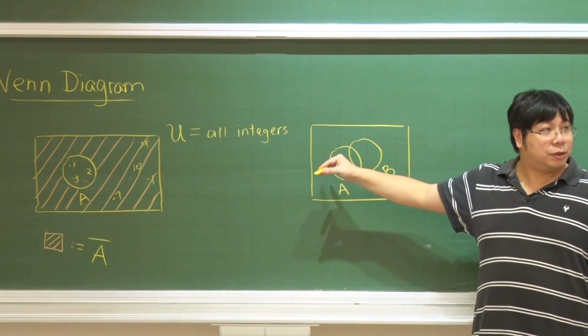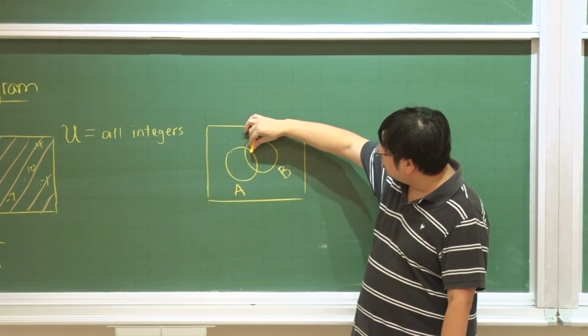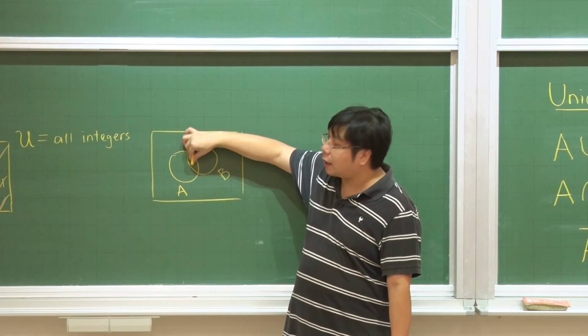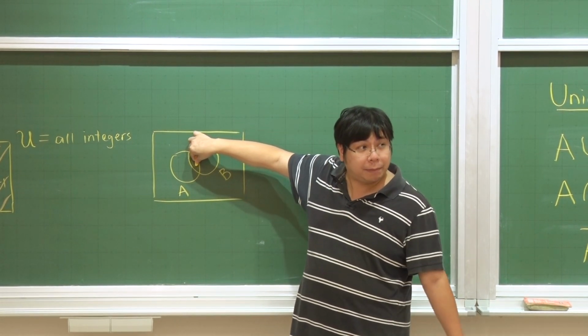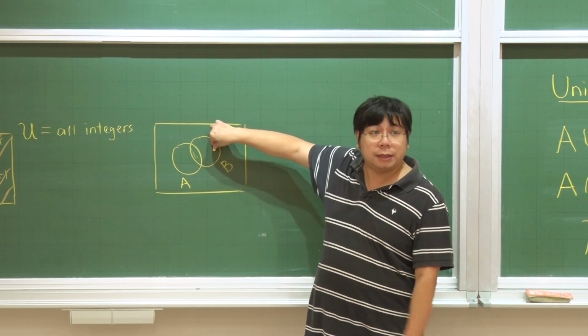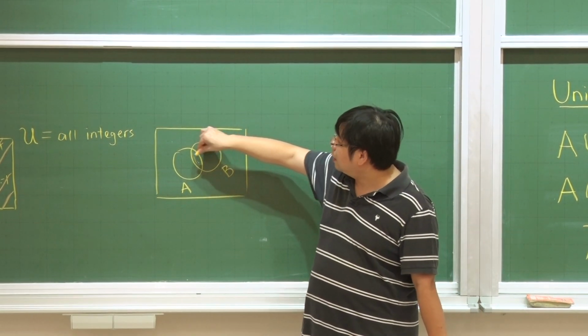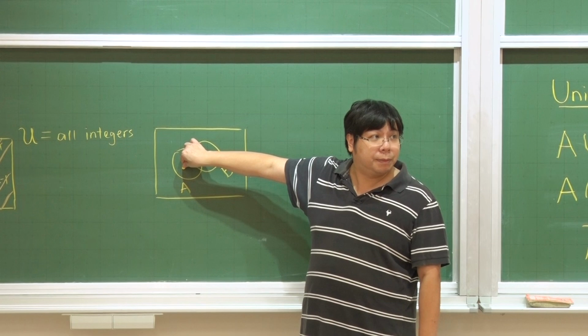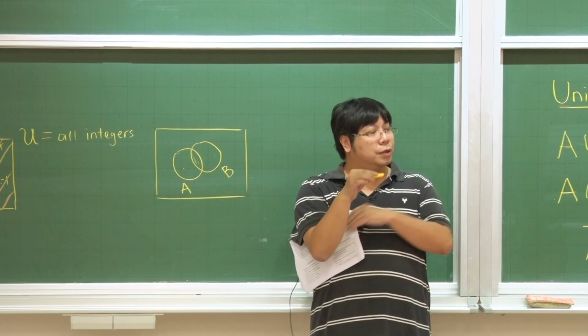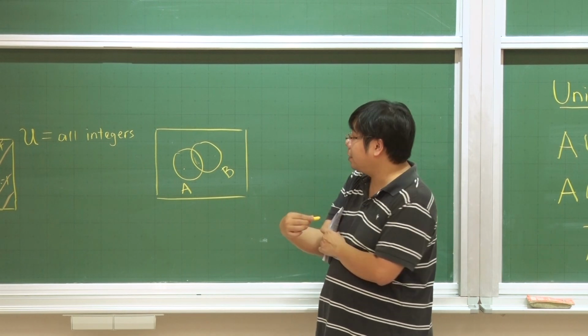So in general, we draw two circles like this because there may be some chance that there's some common items. All these parts are common items that appear in both A and B. And this is a part that there are some items that are in B only, but not in A. There are some items that may be in A only, but not in B. Is that okay? So in general, we draw two circles intersecting each other.